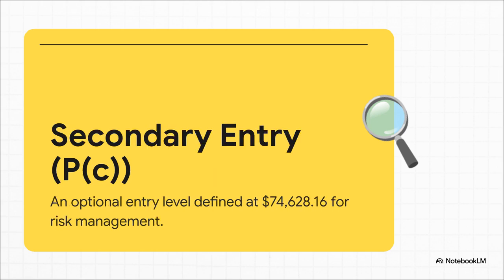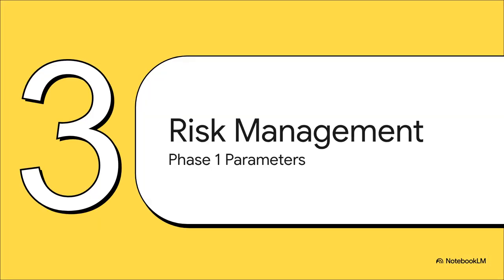But that's not the only one. There's also a secondary entry level, labeled P. This one's an optional entry point at $74,628.16, and it's a key part of the system's risk management protocol. So we have our entry points.